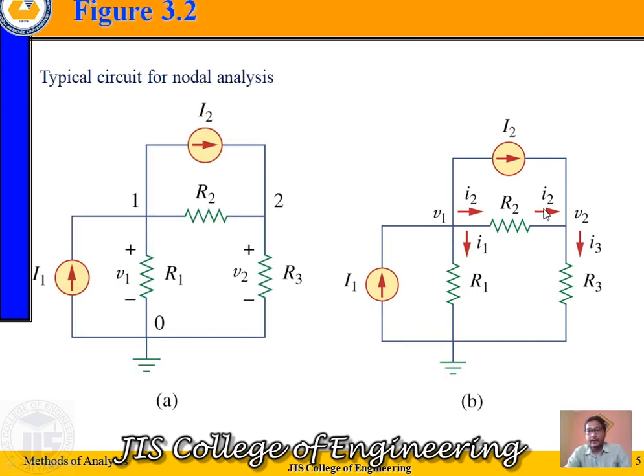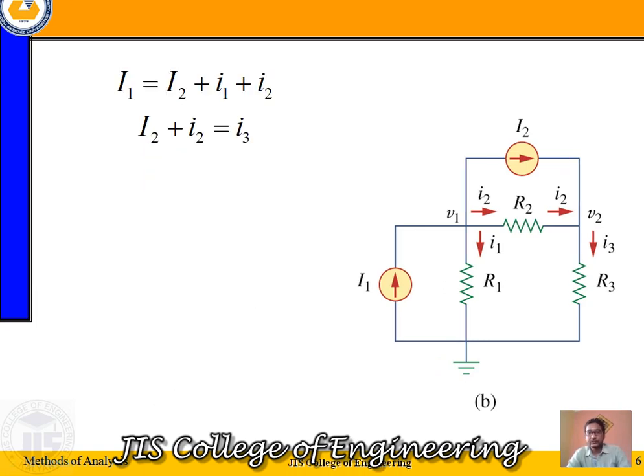Similarly, the current through this R3 resistance is I3, which we have considered. As I1 and I2 are current sources, the direction of current is already given. I1 current is in the upward direction and I2 current is from left to right. So we have put the direction for all the currents. Now we have to solve the circuit.